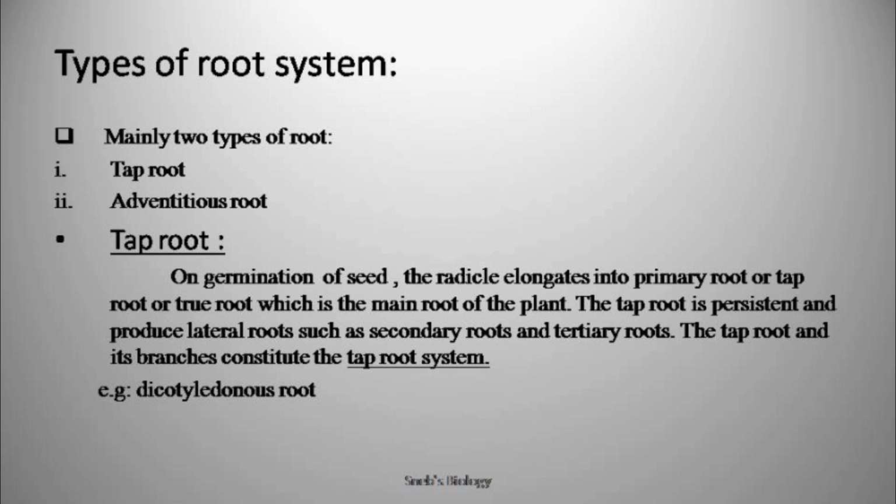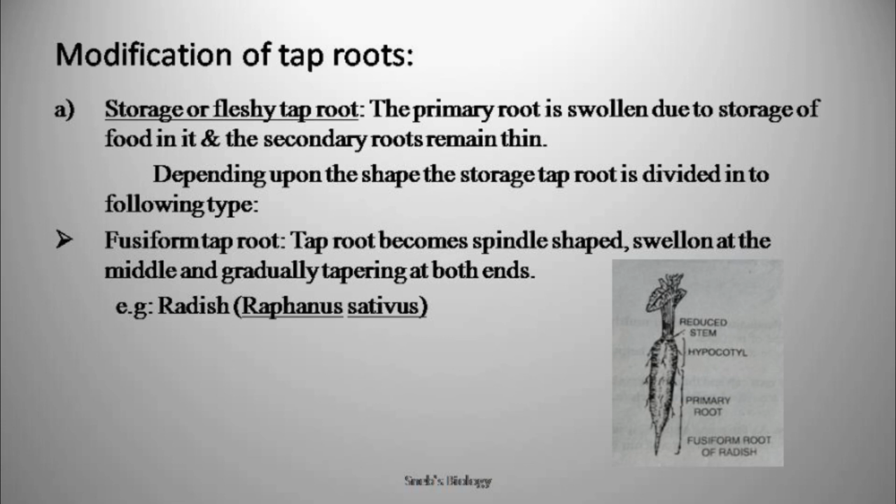So, the dicotyledonous roots are the example of taproot system. Modification of taproot. Normally, roots perform the normal functions. If the root performs other than normal function, then it is called modification. So, in this modification of taproot, we have various categories.